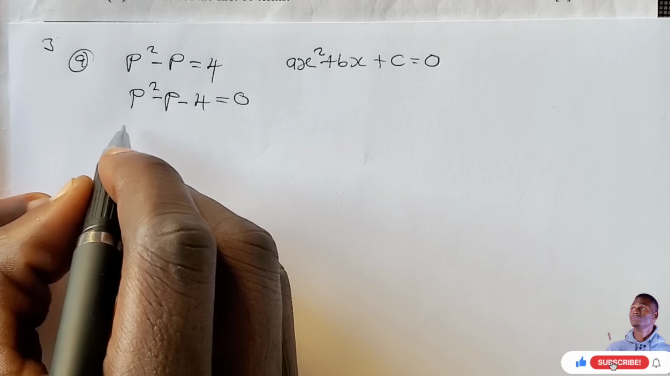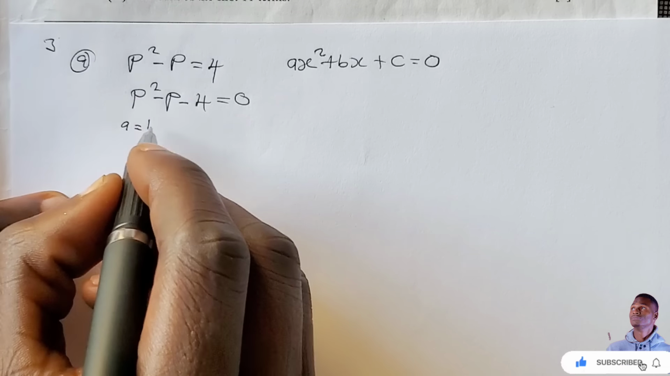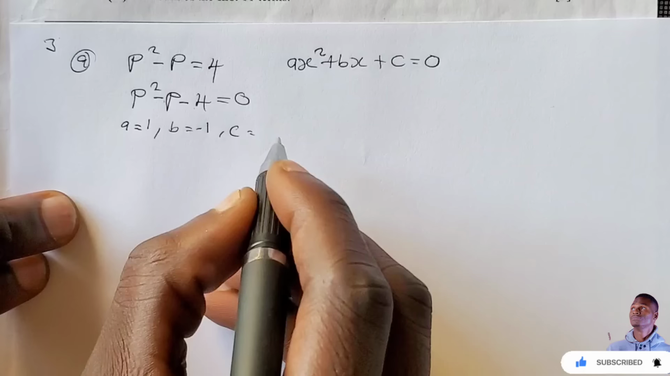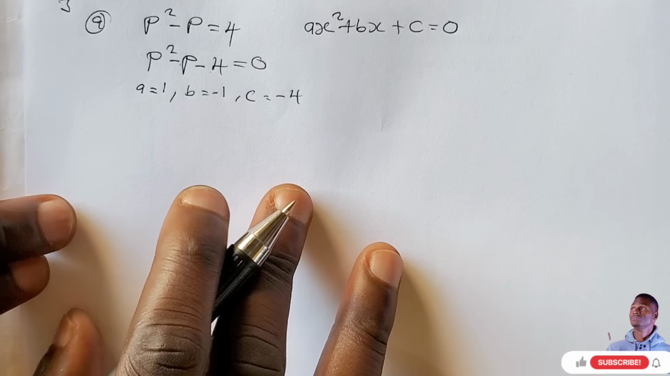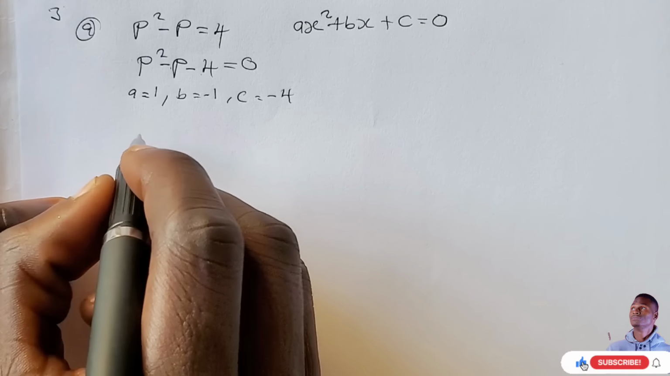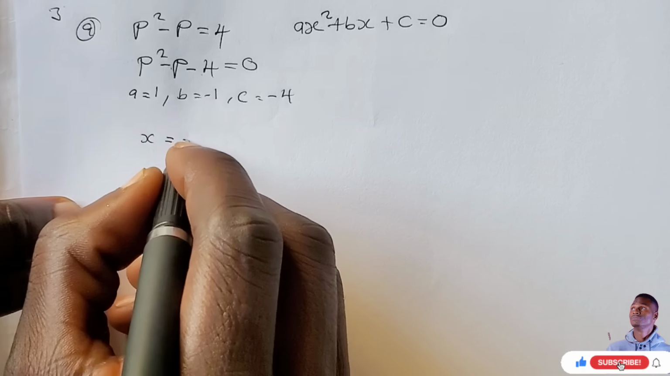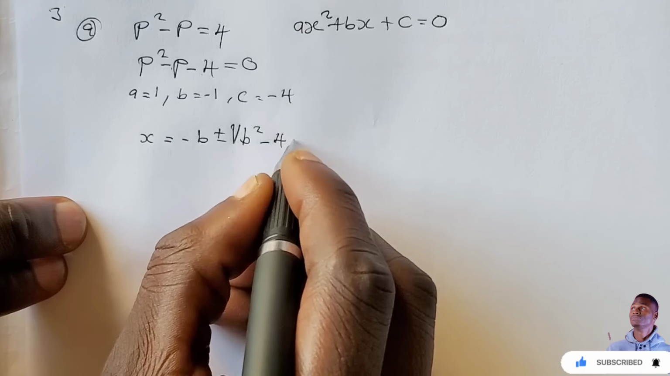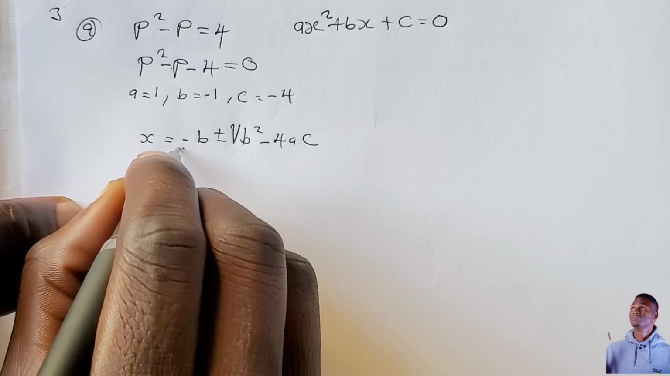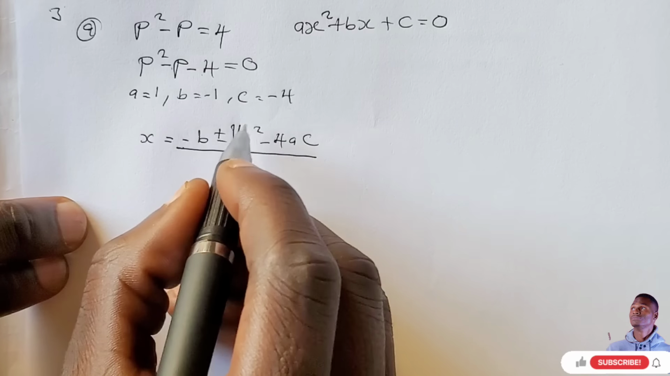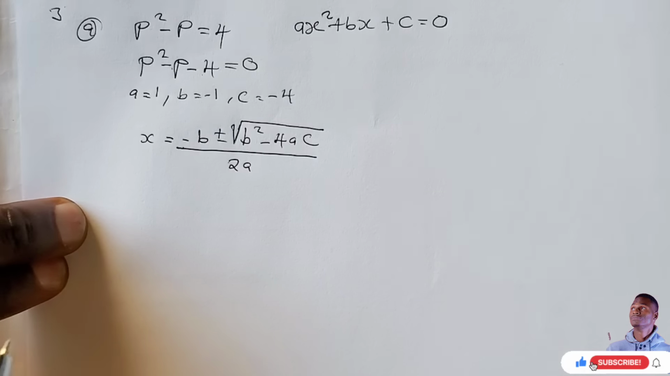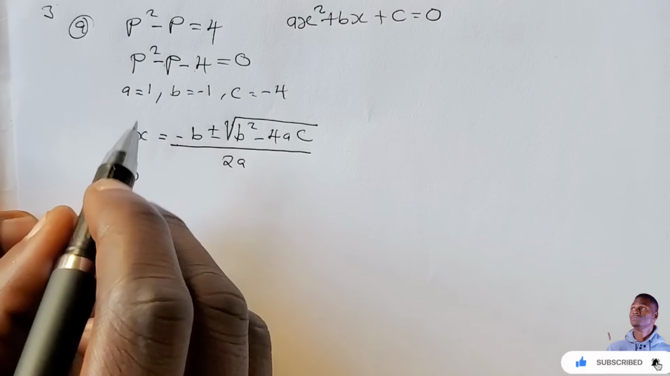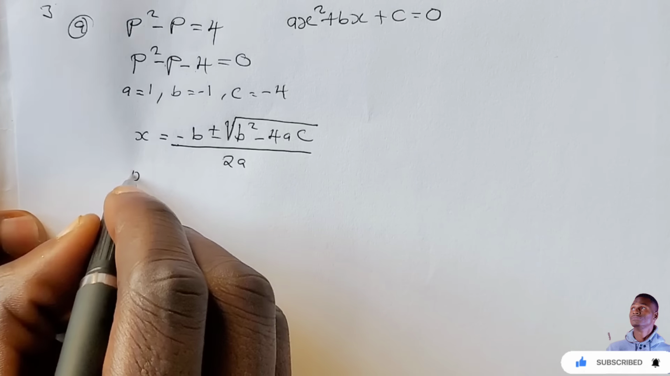Good. So what is the value of a? 1. The value of b, negative 1. C, negative 4. Then the formula. The original formula is x is equals to negative b plus or minus the square root of b squared minus 4ac, then from the equal sign here over 2a. Don't forget to indicate that. Clean, neat work. So this is not x, we are using p, right? So we're going to say p.